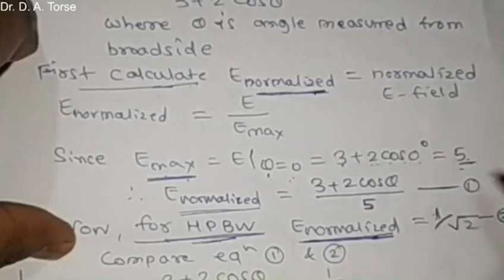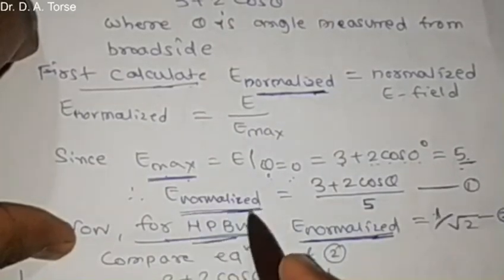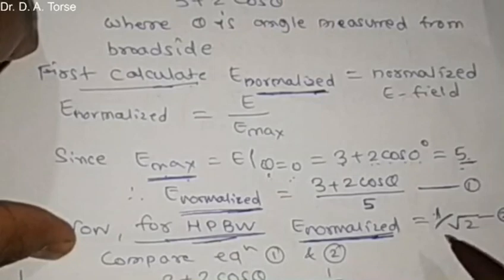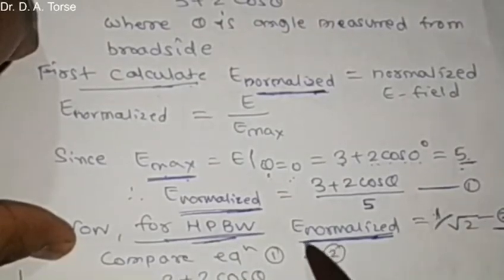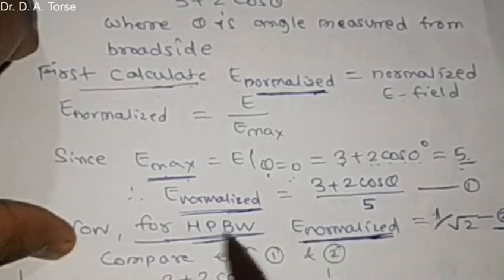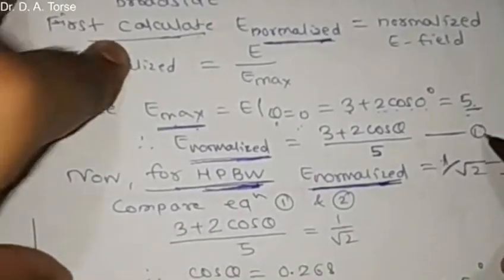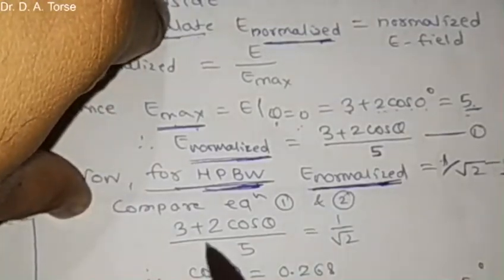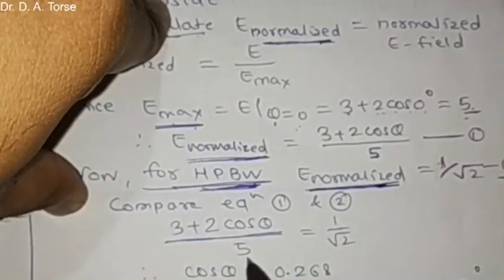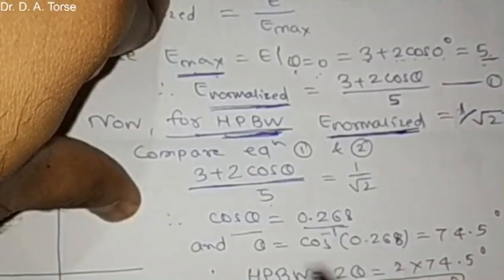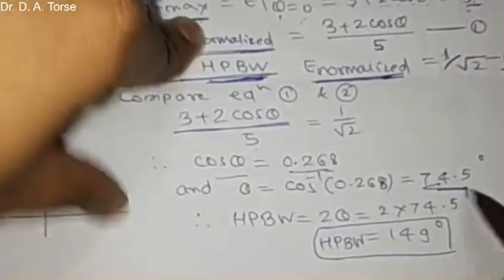So equation 1 is the normalized electric field in major lobe direction, and equation number 2 is normalized electric field when HPBW is observed. So when we compare these two equations, we get (3 plus 2 cos theta) by 5, equation number 1, is equal to 1 upon root 2. This simplification gives us cos theta as 0.268 and theta as 74.5.